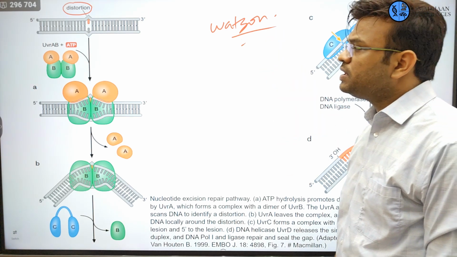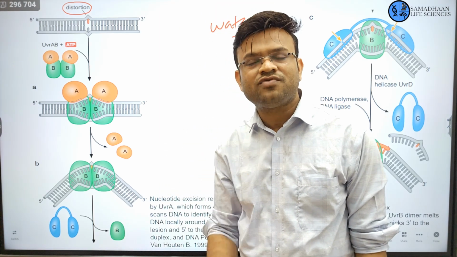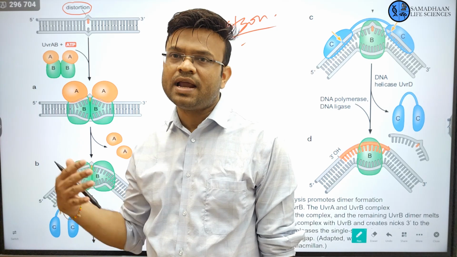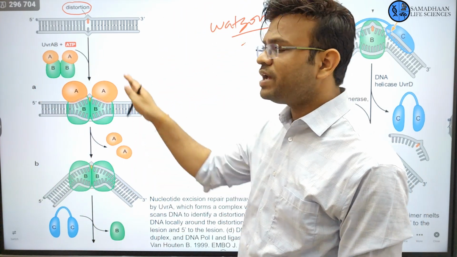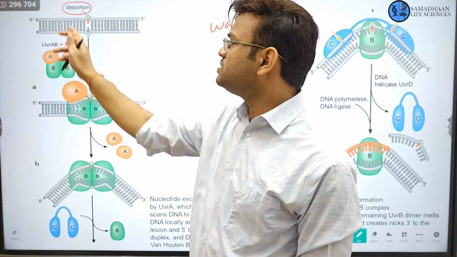Watson. Now, in this particular diagram, I would be showing you what is the function of UVRB. We already know about UVRA, C, and D, but how does UVRB function? It is written over here. I'll be telling you. Firstly, you can see that the distortion, or lesion, is present over here.